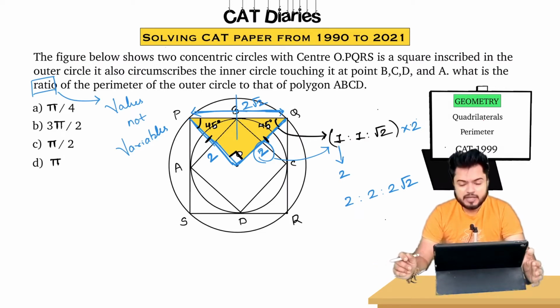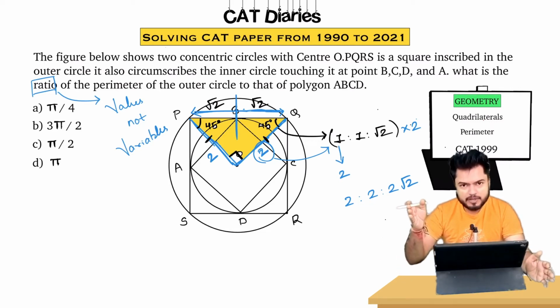Now I start thinking, how can I get the side of ABCD? I'll split this 2 root 2 as root 2 and root 2. I need to find out BC. So how can I find out BC? If I know that this is a midpoint, of course, as you can see from the figure, it is divided into root 2 and root 2.